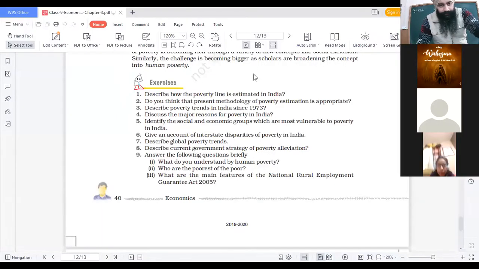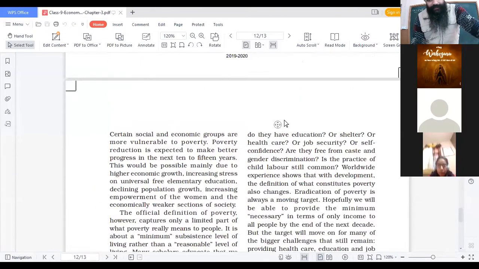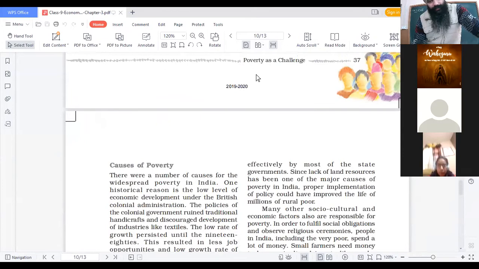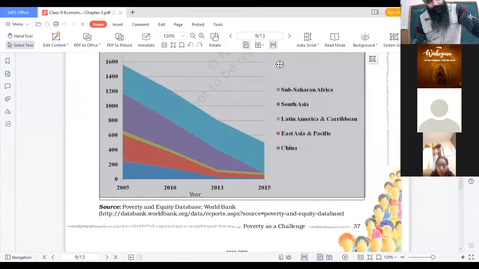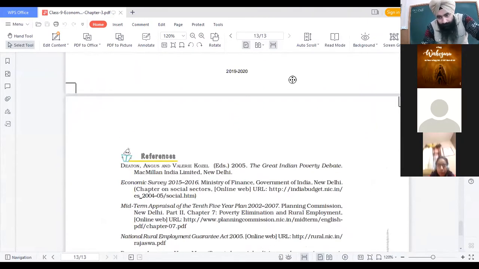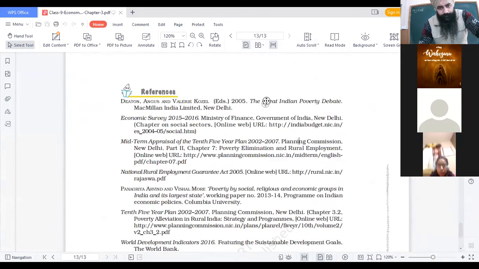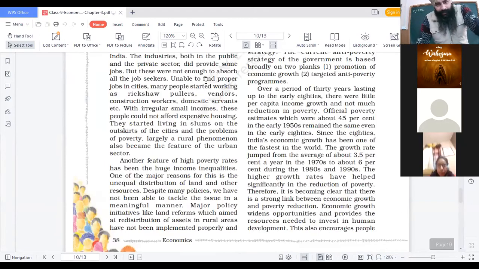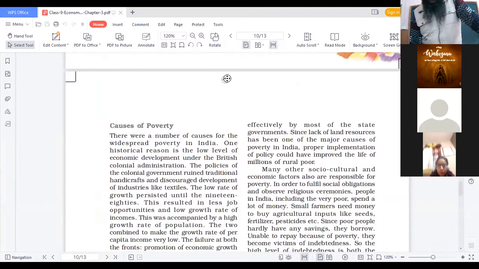Next is: give an account of interstate disparities of poverty in India. What kind of poverty lies between the states in India? So on interstate disparities in India, 29% of people are living below the poverty line, because they are unable to fulfil their basic necessities.